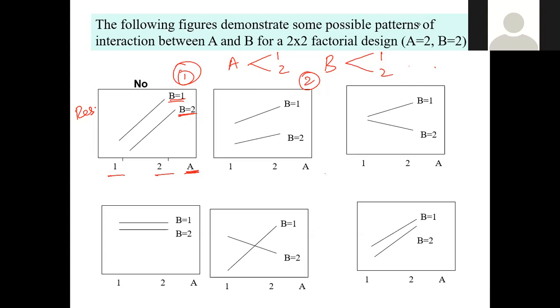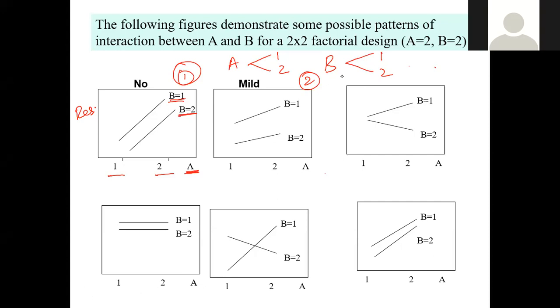Similarly, look at case 2. I'm talking about only the interaction. What about case 2? Anyone? You can put it in the chat. Case 2, yes, we have interaction, but it's called mild interaction. It's called mild interaction, right?